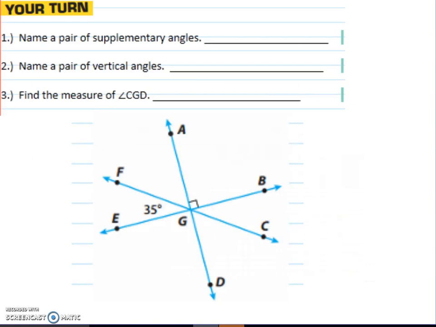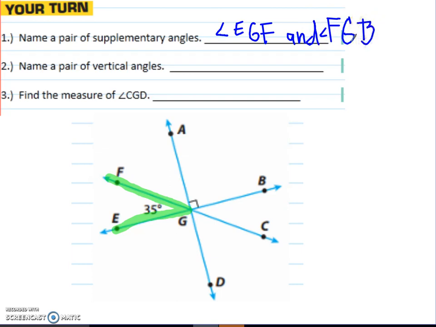Name a pair of supplementary angles. There are tons of examples. So let's just go with one example. We'll just use this one. So we'll say angle EGF and FGB. Is this the only example? No, there are tons of examples.